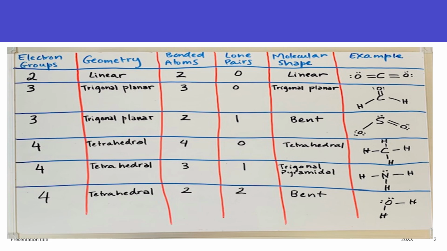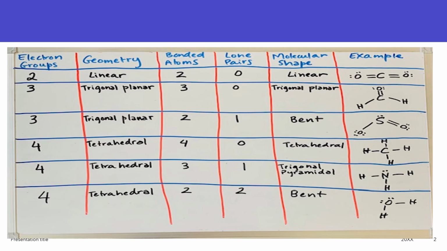Okay, now let's keep going. Let's take a look at molecules with four electron groups. First, let's look at CH4. If we look at that molecule, what is the central atom? It is carbon. How many atoms are bonded to carbon? Four. So there are four electron groups, four atoms bonded. So both the geometry and the molecular shape are going to be tetrahedral.